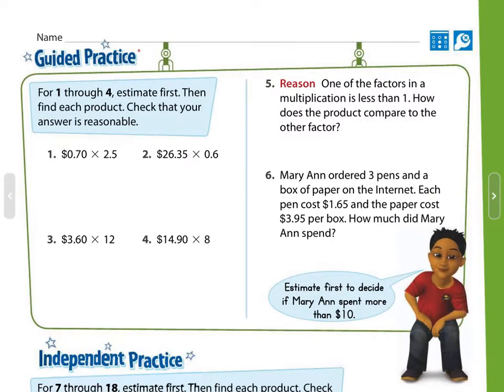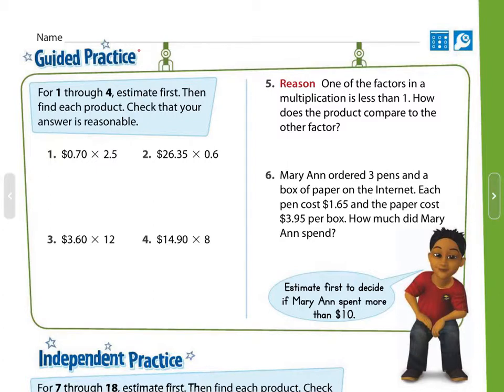So this is going to come in handy when you are multiplying money. When you're trying to figure out if you have enough money to buy multiple items, or if you are trying to leave a tip at a restaurant, you can multiply by decimals. So things like that.